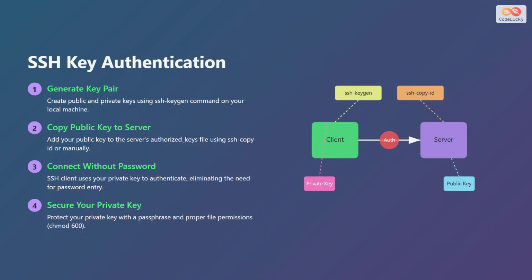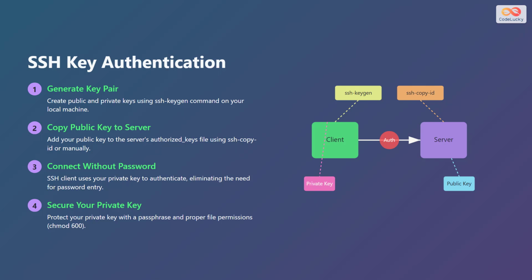Now let's look at SSH key authentication. The first step is to generate a key pair. Create public and private keys using the ssh-keygen command on your local machine. The second step is to copy the public key to the server. Add your public key to the server's authorized_keys file using ssh-copy-id or manually. The third step is to connect without a password. The SSH client uses your private key to authenticate, eliminating the need for password entry.